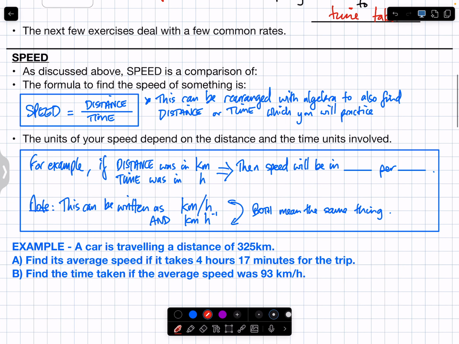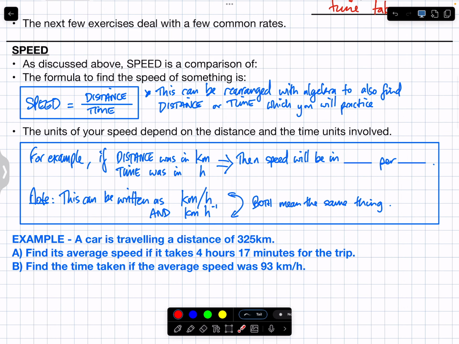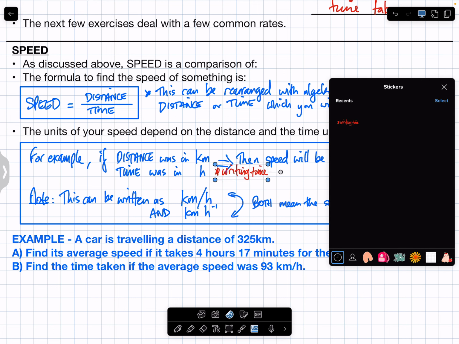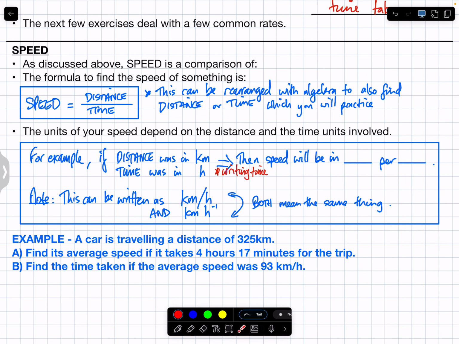Speed. As discussed, speed is a comparison of distance versus time. This can be rearranged with algebra to also find distance or time, which you're going to practice in your exercises. Can you please get the formula for speed down? Speed is equal to distance over time. That's something you can chuck in your cheat sheet.